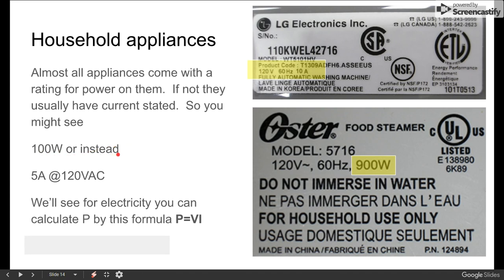So you might see 100 watts, or instead you might see 5 amps at 120 VAC, which is volts alternating current. They might just say V or VAC or VDC. Doesn't matter. They might even say 120 volts and a wiggle indicating alternating current. Either way, we can say 5 cups per second of electrons, 120 joules per cup. You multiply the two together to get your power. So the power in this case would be 600 watts.